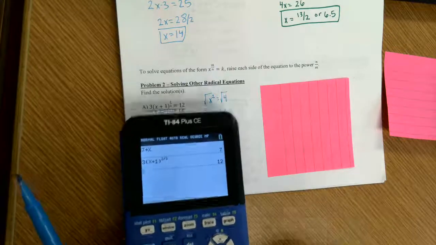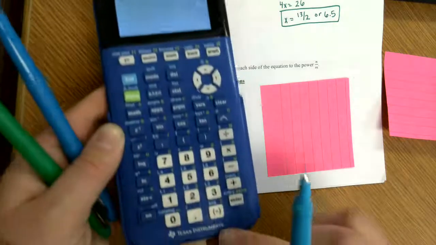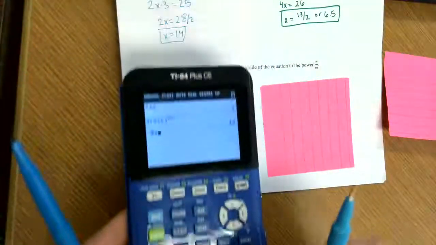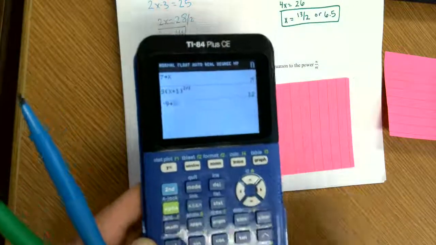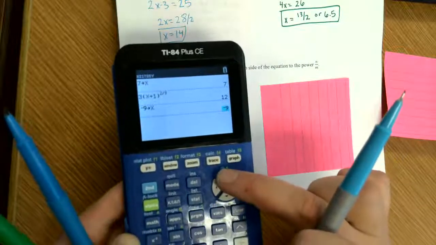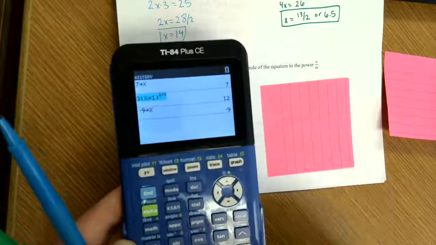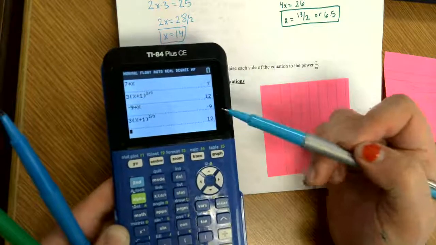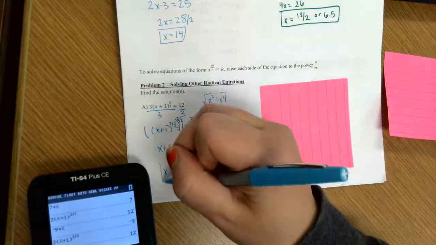So now I'm going to check to see if -9 also works. I'm going to do -9, store x, right here's my x, and now I'm just going to arrow up because I already have it typed in, and I already changed what my x value is, and I should still get 12. So both of those are answers. So both of these work.